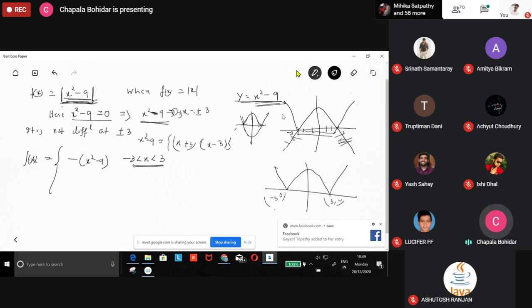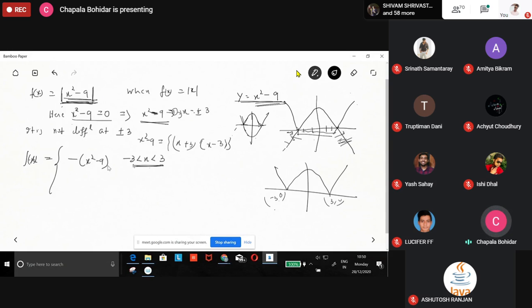What values are we getting if you consider the values between minus 3 and 3? What is the functional value, negative or positive? I'm asking you about that point. Negative. All the values are negative, not including minus 3 and 3, because at that point it is not differentiable. Clear here?